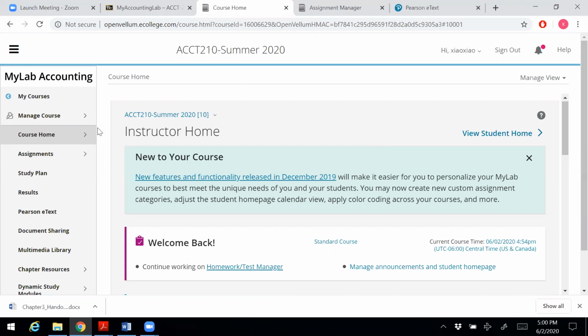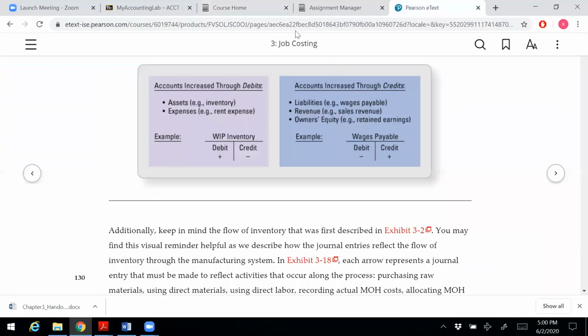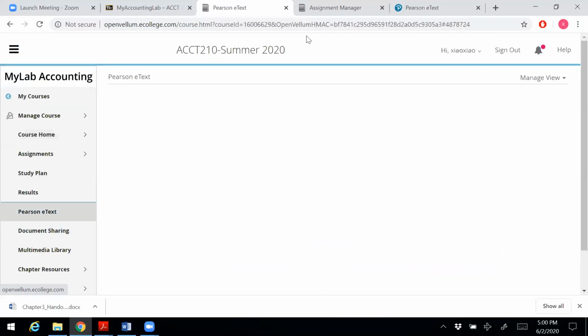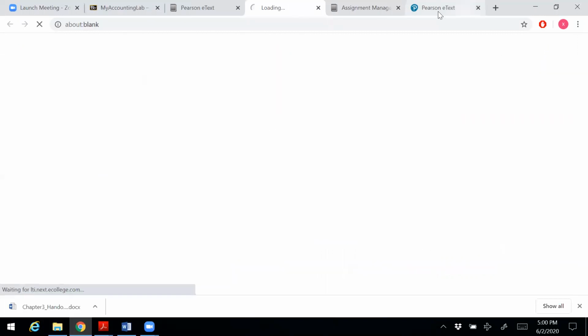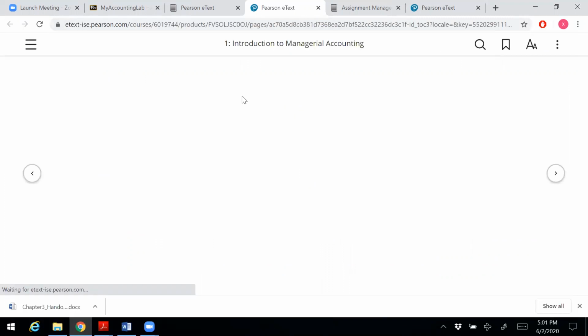If you don't know how to get your e-textbook, make sure you go to your My Accounting Lab, click the Pearson e-textbook, and you will get the textbook from there. So you get your e-textbook, and then you can find your chapter and the learning objectives directly from it. I'm not a big fan of the online version, but I think it's very convenient.